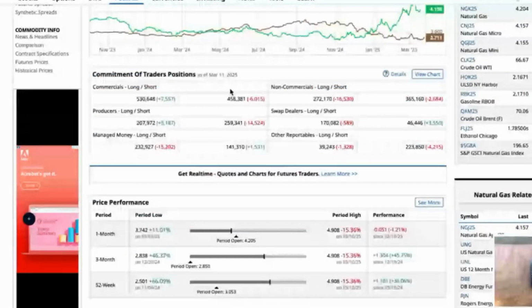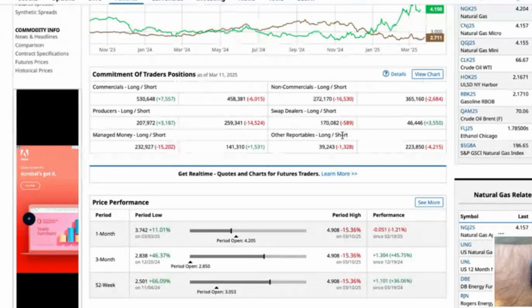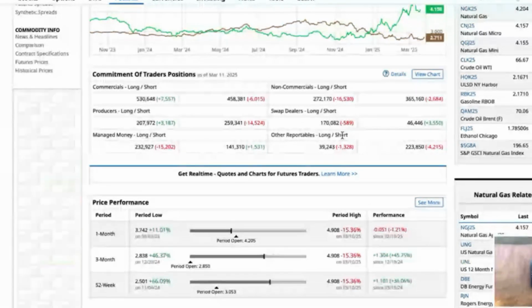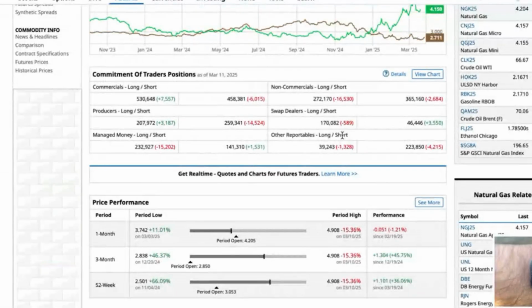Where are commercials, producers, managed money, non-commercials, swap dealers, and other reportables? Where are they all positioned? Are we at extremes in positioning? Are we biased to the short side or to the long side in each one of these categories? Which one of these categories plays the most influence in the market in the short term and medium term direction?